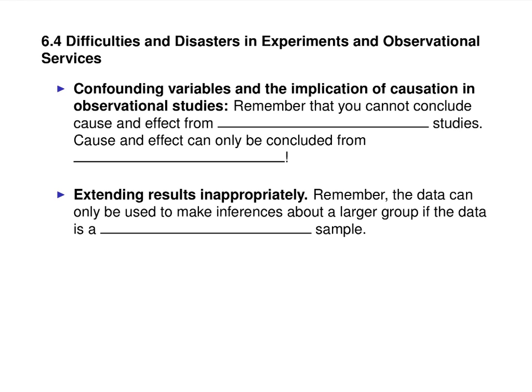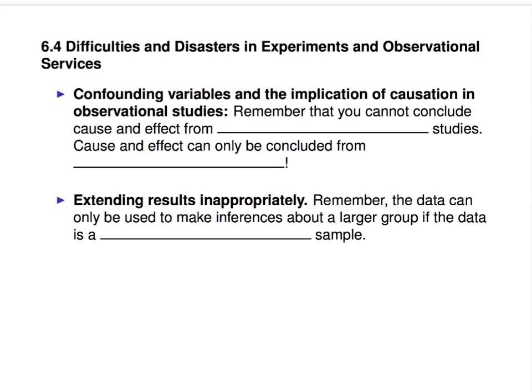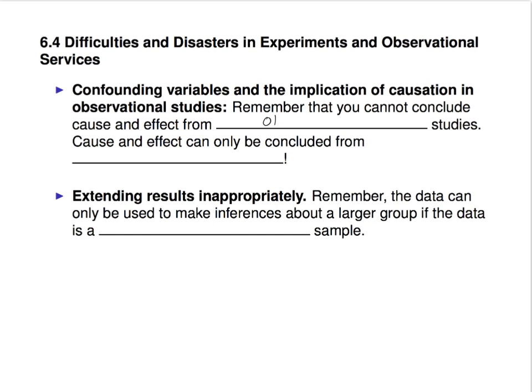Okay. I love these sections on difficulties and disasters because they have such great stories. So, confounding variables and the implication of causation in observational studies. So remember that you cannot conclude cause and effect from observational studies. It is just not possible. Cause and effect can only be concluded from experiments.